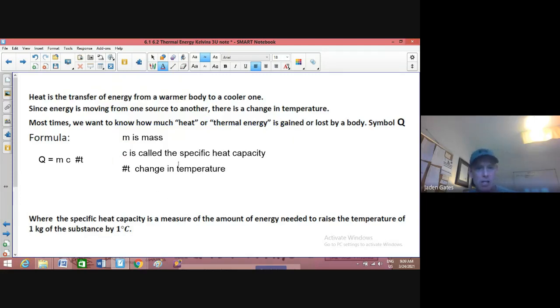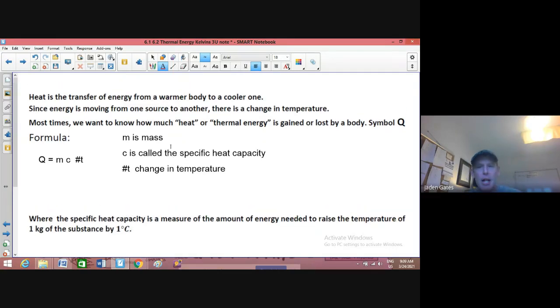Now let's get back to the specific heat capacity. Like I said, different objects hold heat differently, and that's kind of why we make certain items, like a frying pan out of iron or a cooking pan out of glass, because they do not hold heat very well. Whereas sometimes we use other materials because they do hold heat really well. And here's what specific heat capacity is all about: it's the amount of energy needed to raise the temperature of 1 kilogram of the substance by 1 degree Celsius.